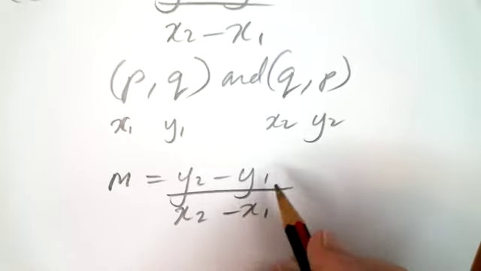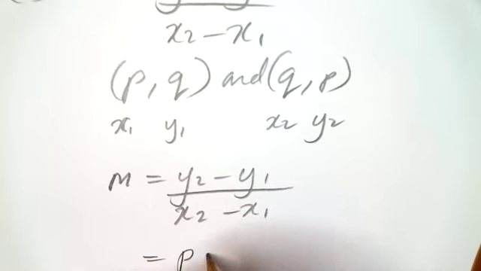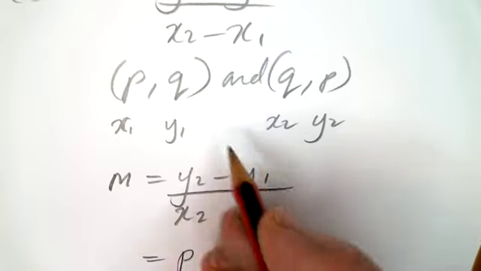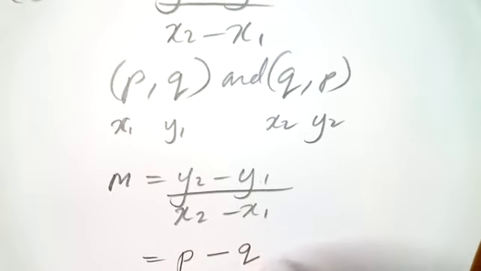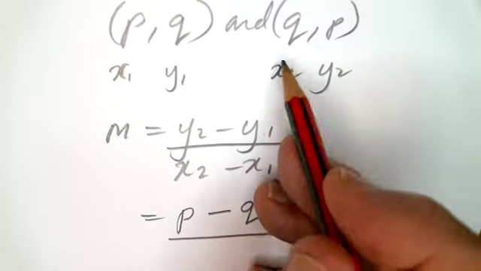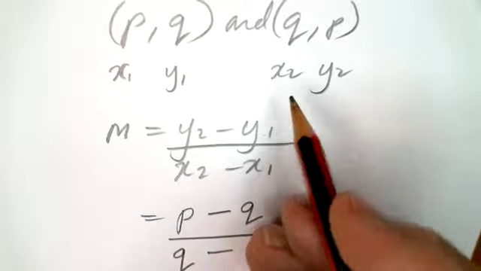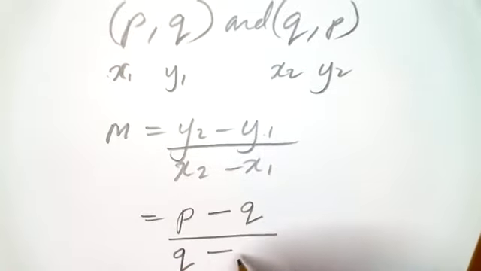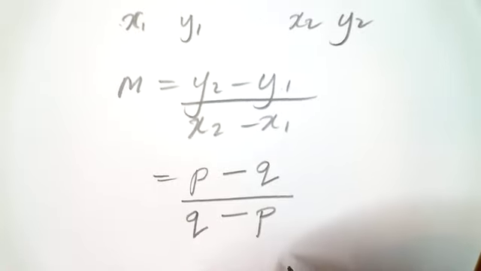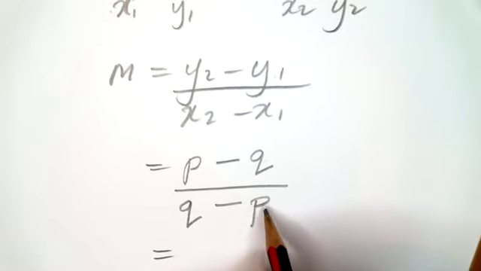All right. So what's my y2? It's going to be p. This equals p minus y1 is q over. Now I've got an x2, which is a q, minus x1, which is a p. Fantastic. So I've got p minus q over q minus p.